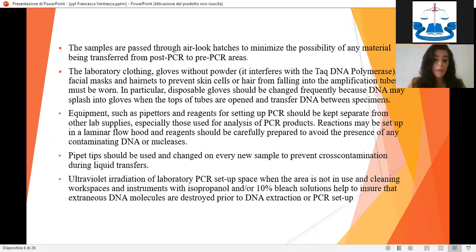And finally, ultraviolet irradiation of the PCR setup space when the area is not in use, and cleaning the workspaces and instruments with isopropanol and/or 10% bleach solutions, help to ensure that extraneous DNA molecules are destroyed prior to DNA extraction or PCR setup.